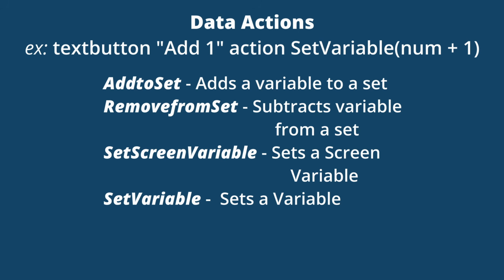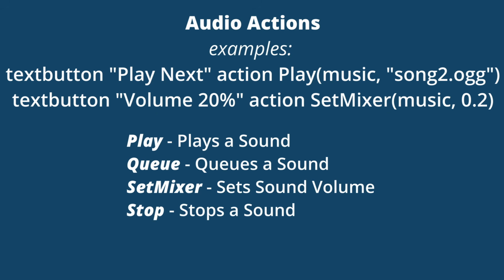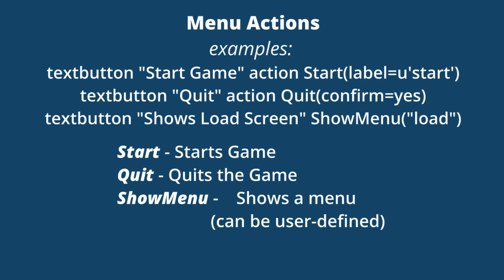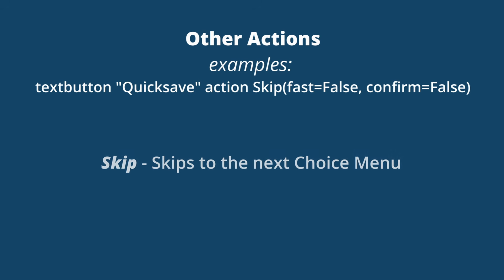Data actions. Add to set, remove from set, set screen variable, and set variable let you manipulate variables and lists. Audio actions. Play, cue, set mixer, and stop let you play and manipulate audio files. Menu actions. Start and quit let you start and end the game, while show menu can open up a menu screen. You can use this for your own custom menu button. As far as file actions go, quick save is really important because it lets you, well, quick save. And finally, skip can let you skip to the next choice menu.